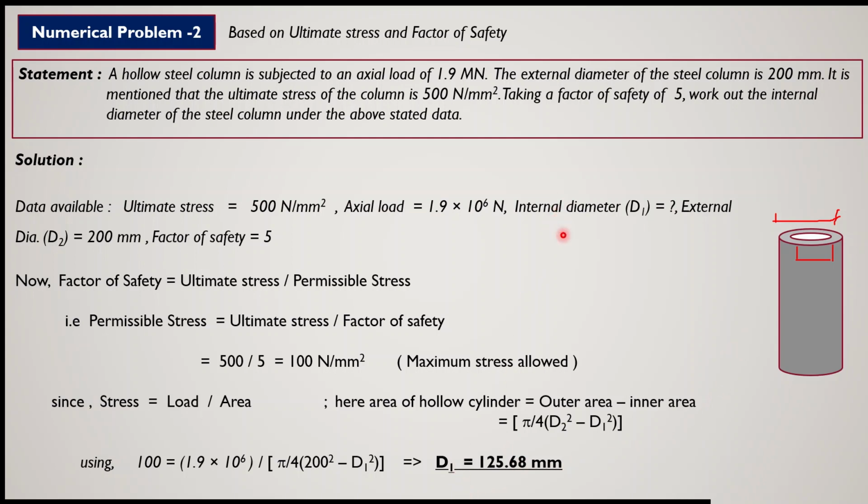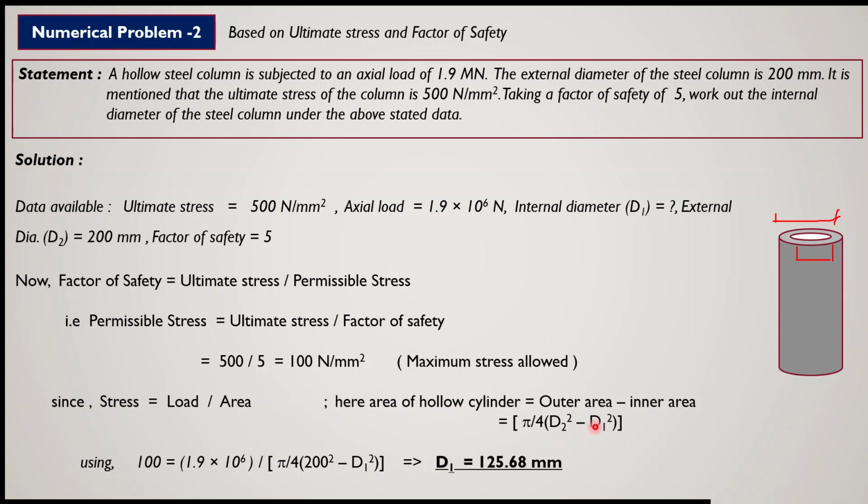So we have a calculator. D1 in millimeter is 125.68 millimeter. So from this numerical we can conclude that if the internal diameter is 125.68, then it can resist the axial load with a factor of safety.